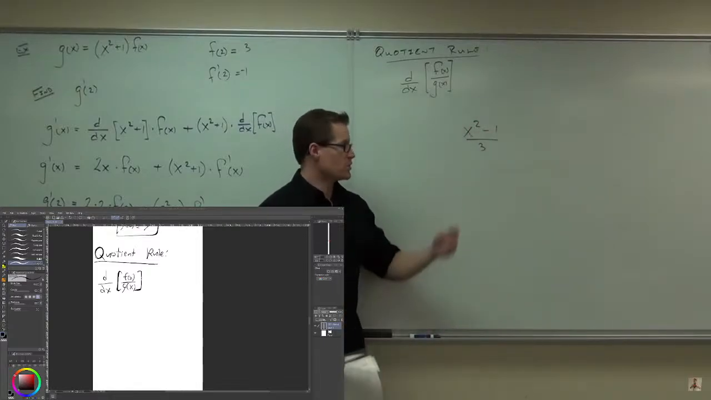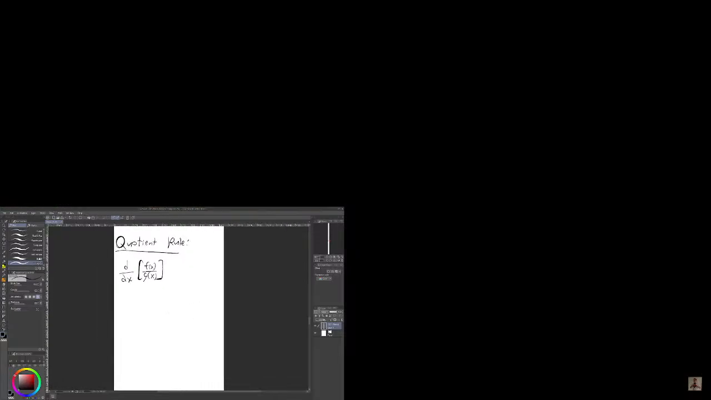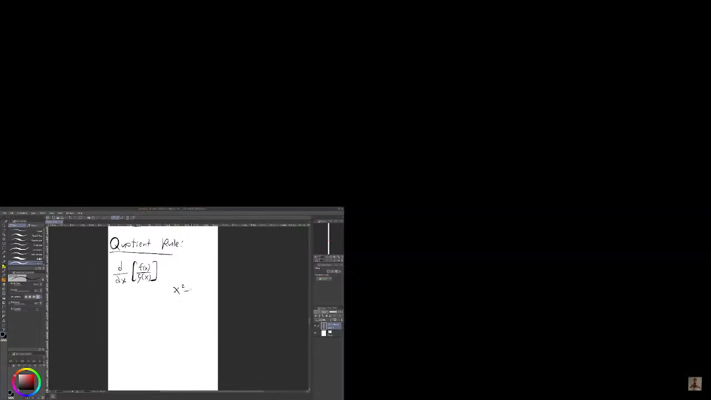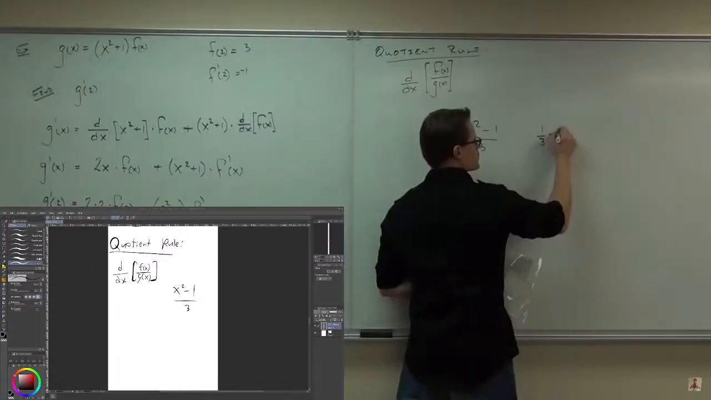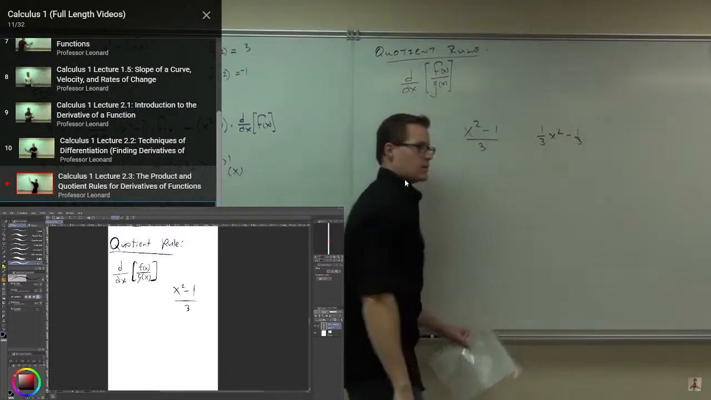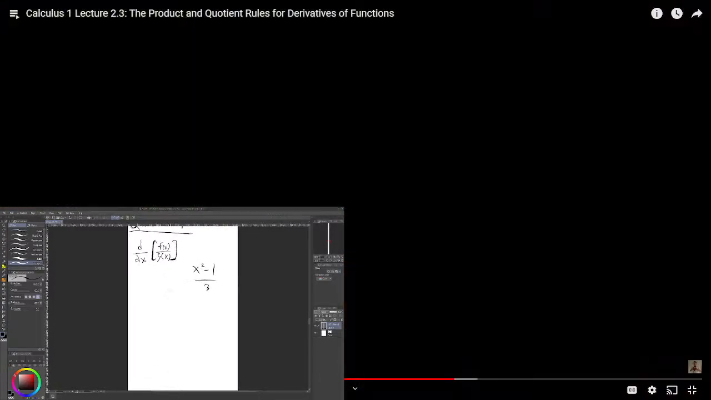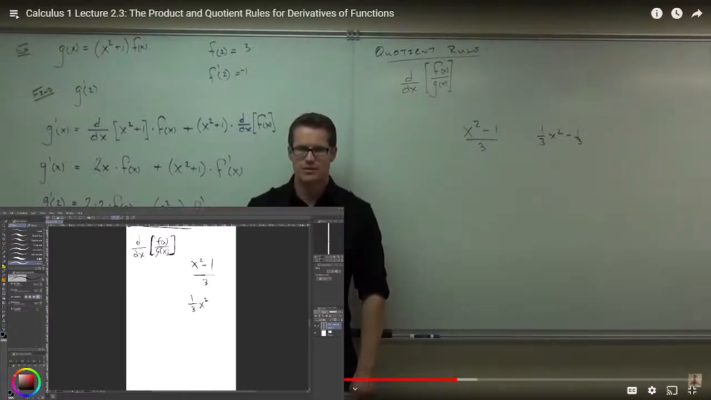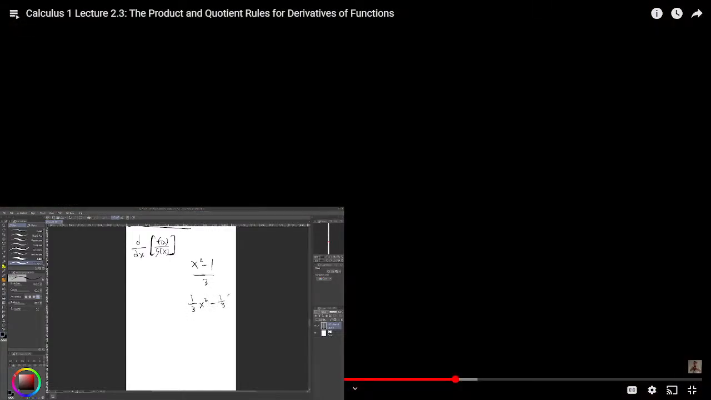If you did that, you'd get something over 0, true? Yet we know that this would be the same thing as 1/3 x squared minus 1/3, true? Derivative would be very easy there, 2/3 x, and that's it. So we can't just take the derivative of the numerator and the derivative of the denominator. That doesn't work for us. We have to have some other way to do it.